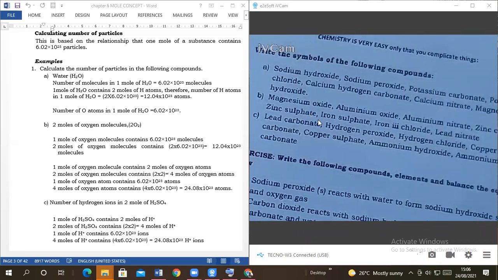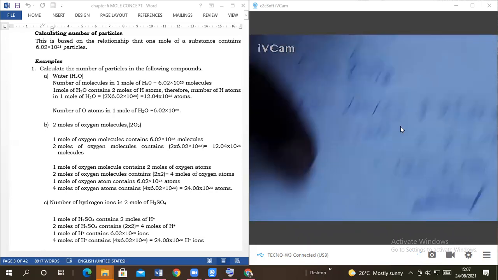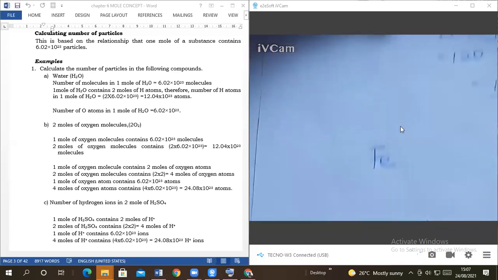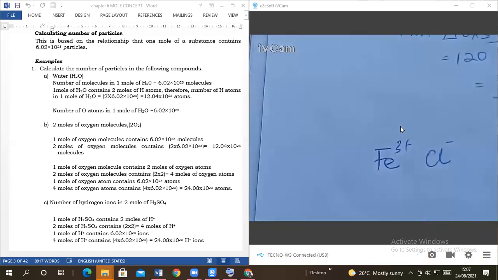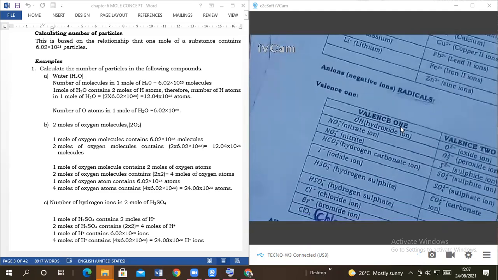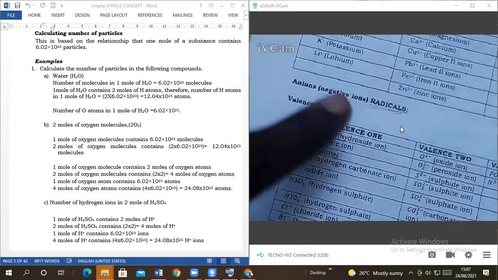Like now here, iron 3 chloride. It means that the valence of iron is 3. So if you want to write the formula of iron 3 chloride, it's written as this: iron 3, then a chloride. Look for where a chloride is. Which valence does it fall in? A chloride is here, and it has valence 1 up here.